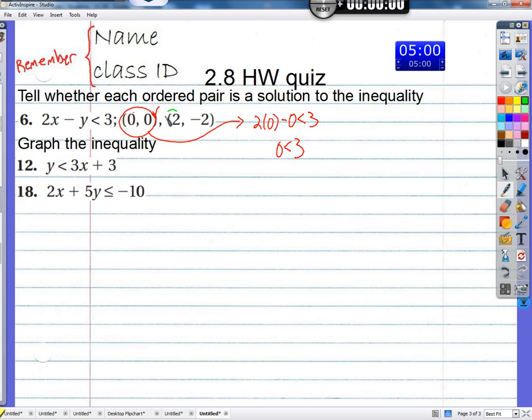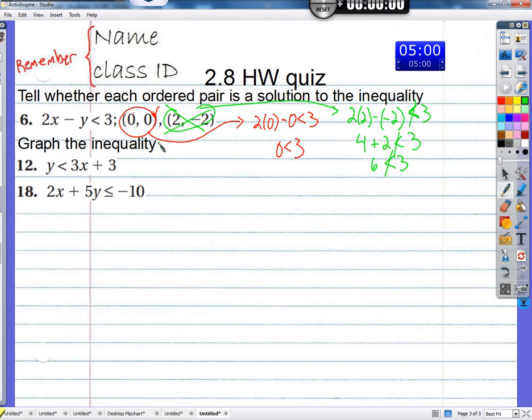And this one over here, we just plug in that x and that y. 2 times x minus y needs to be less than 3. So we have 4 plus 2 is 6. Is that less than 3? No, it's not less than 3. It's not true. So not a solution.